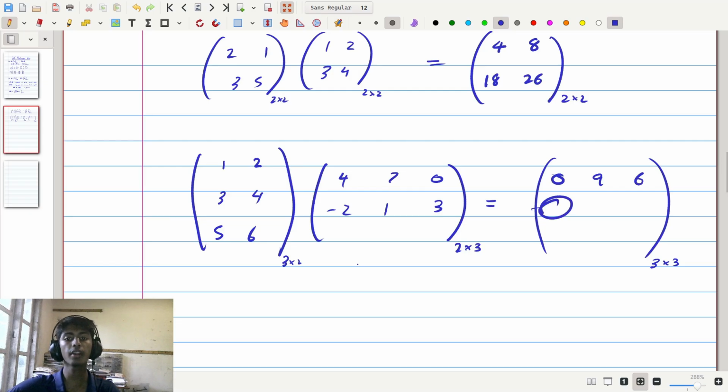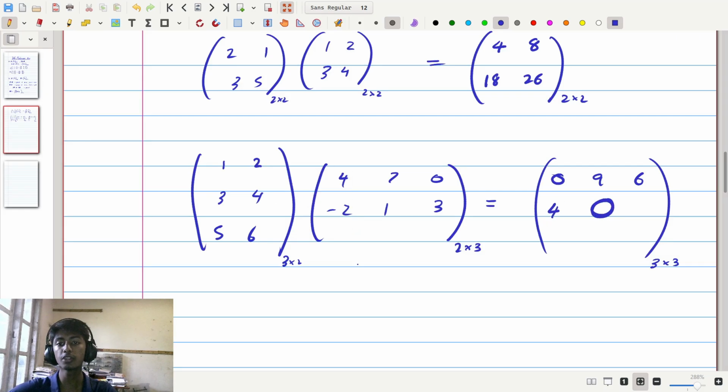Moving on to the next one, the next element here is going to be i equals 2, since we're in the second row, j equals 1. For i equals 2, in the first matrix, we are going along the second row, like this. And for j equals 1, we are going along the first column like this. Now considering this, we have 3 times 4, which is 12, and 4 times negative 2, which is negative 8. So we have 12 plus negative 8, which is going to be equal to 4. And therefore the element here is 4.